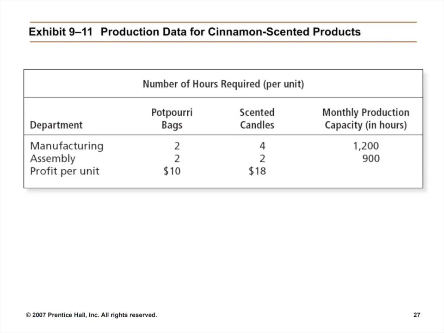Our resources are 3 departments: manufacturing, assembly. Two departments, not 3. Okay, I'm sorry, that's wrong. The departments are 2: manufacturing and assembly. And the products are 2: bag and candle. And this is the data. We have this data, and this too.